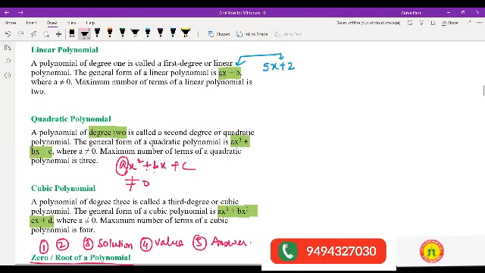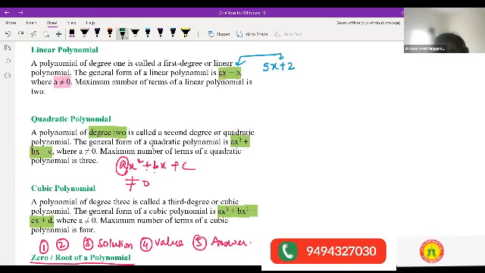If a becomes 0, what happens? This becomes only a constant term. So this is not a linear polynomial, right? That condition is there: a should not be equal to 0. And again in quadratic, if you see, in a quadratic polynomial, what happens?